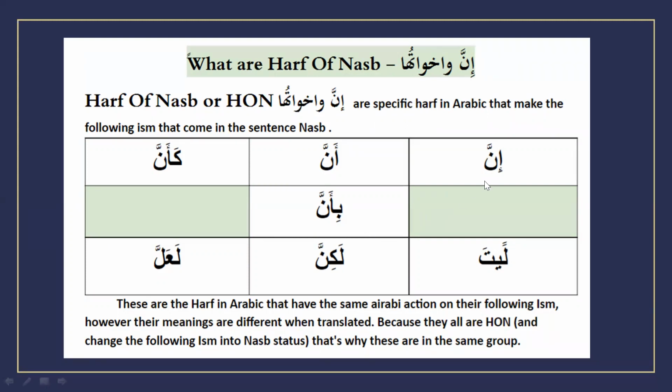Okay, so this is the list. These are the harf of nasb, and together the group is called inna wa akhwatuha, and there are 7 in the group. They are all grouped together because their Arabic action is the same, though their meanings are different. There are 7 in total: Inna, anna, ka anna, bi anna, laita, lakinna, la'alla.